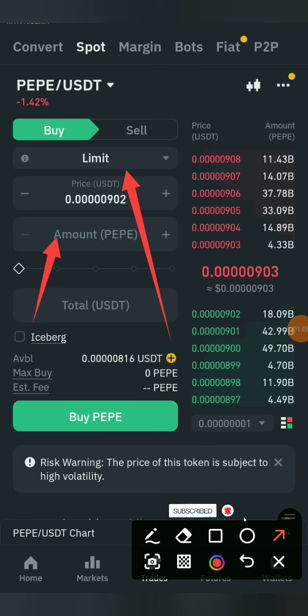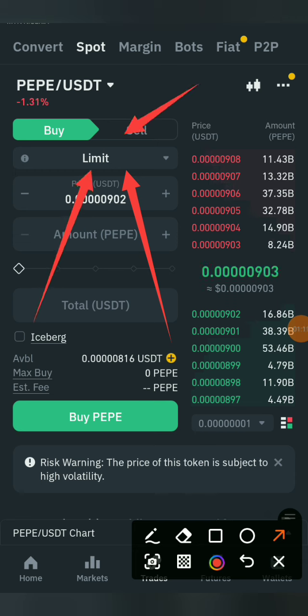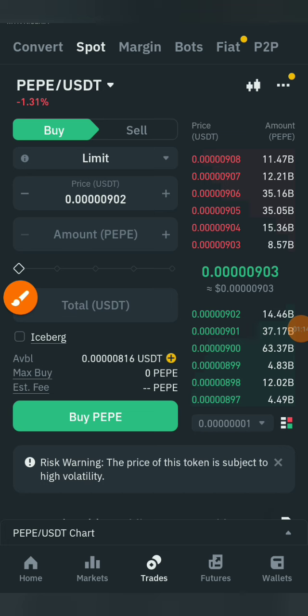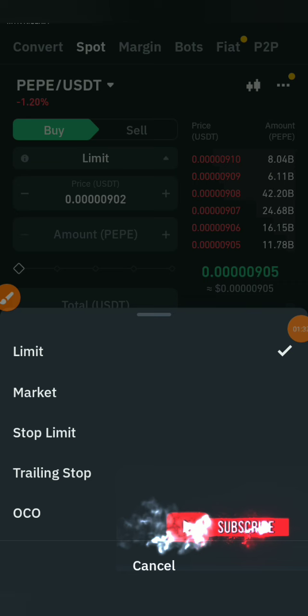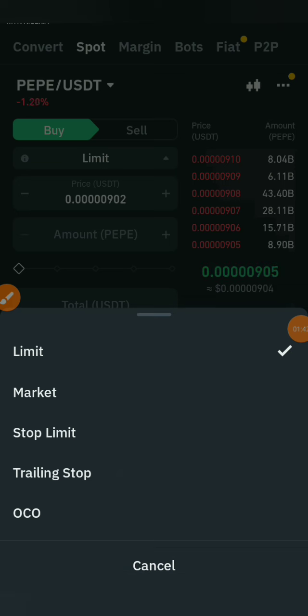Okay, so currently my order is at the limit order. If I want to change it, I'm just going to tap on the limits here, the arrow, and it's going to bring out various orders for me, like the limit order, the market order, stop limit, trailing stop, ECO, and thereabout. But in this video, we are just going to talk about the limit order and the market order, because as a beginner or as an amateur, these are the two most popular orders you are going to understand. The stop limit, trailing stop, and ECO are something that is being used by pros and people that are looking for long-term profit.